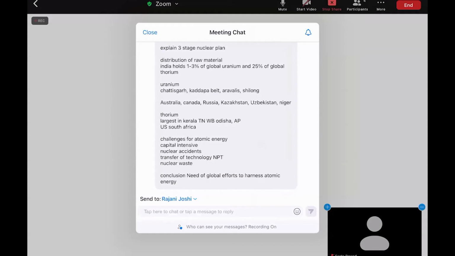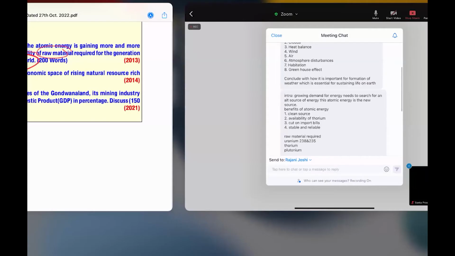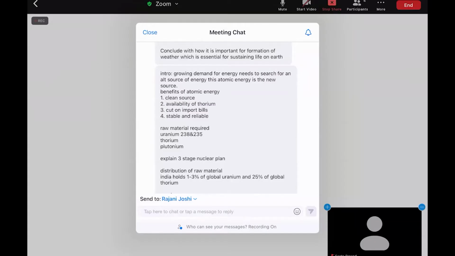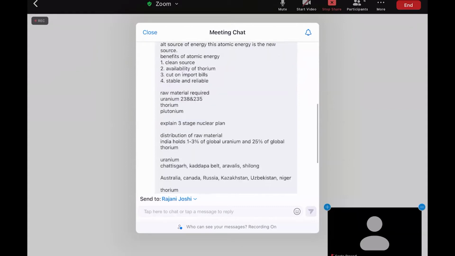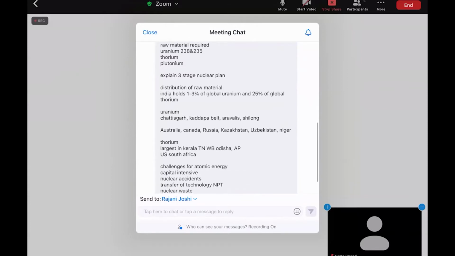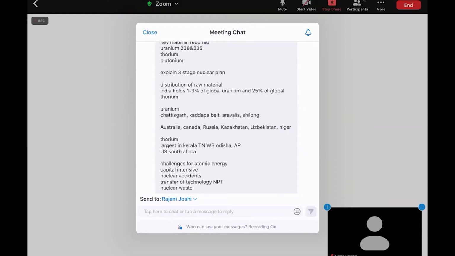So 200 words. Previously it was a 12.5 marker, so consider it as 250 words. Three-stage nuclear plant is not required because it is not the core demand of the question, Rajni. Unnecessarily you will be losing some space. The main focus should be on this part which you have written: distribution of raw materials in India and around the world.